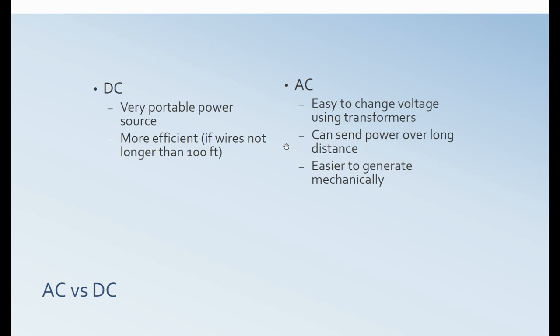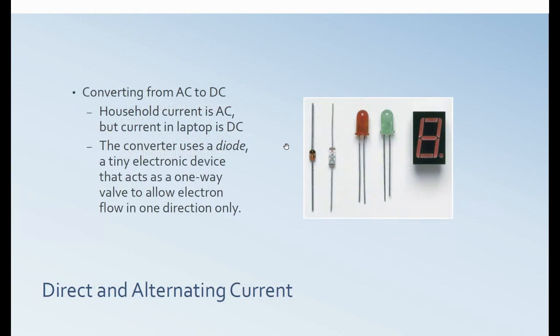But AC, due to the mechanical motion of our generators, is easy to generate as alternating current. But you might think, well, look at something like your laptop. Your laptop has a battery in it, and that battery runs off direct current. But to recharge your battery, you have to plug it into the wall, and that household current is alternating current.